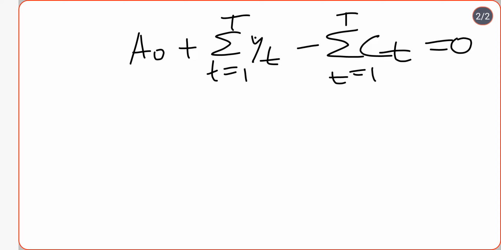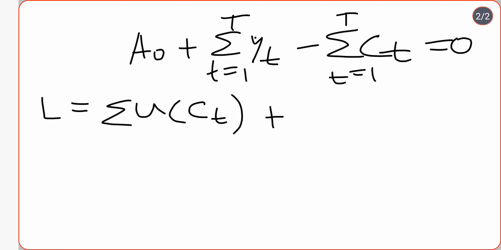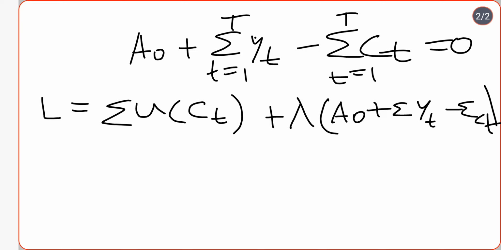Now what is our optimization? What is the function that we have to optimize? If we take the function in the name of L, then that function is equal to summation u of Ct plus lambda times A0 plus summation yt minus summation Ct, that is our constraint. So this is our Lagrange form, and we will try to do the derivative of this function. Then we will find the marginal utility.